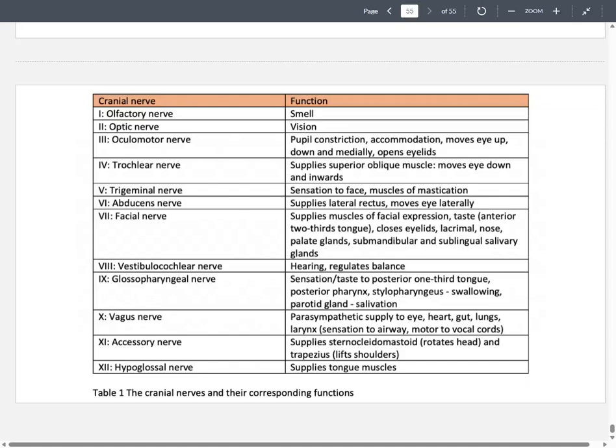Now, this was just a short overview of the nervous system. If you take physiology here at Rose State, you will be going into it in way more detail.